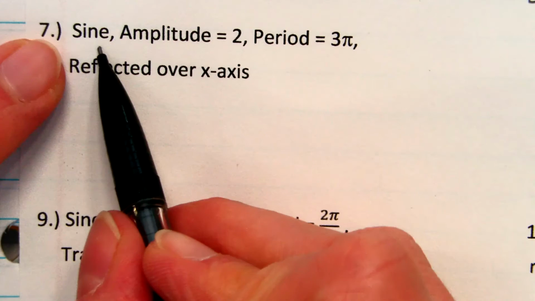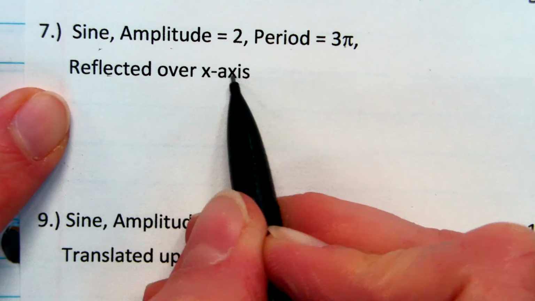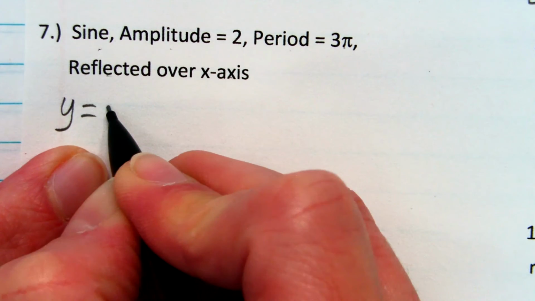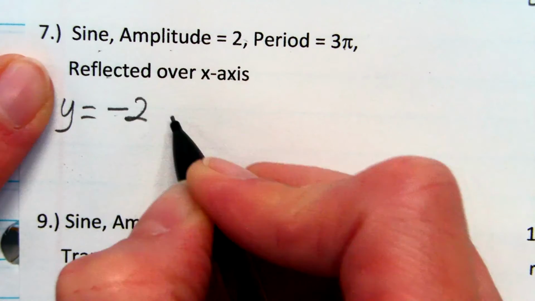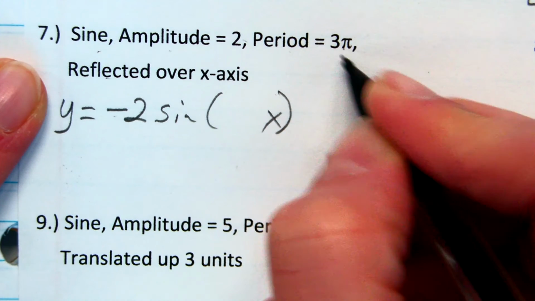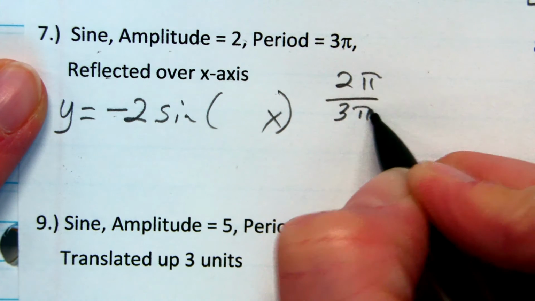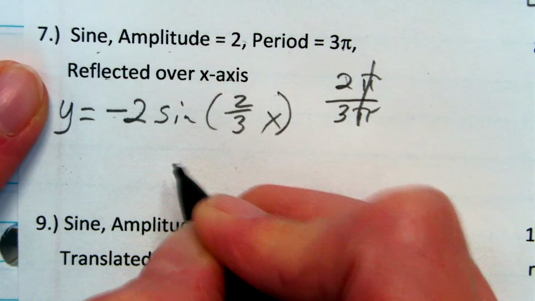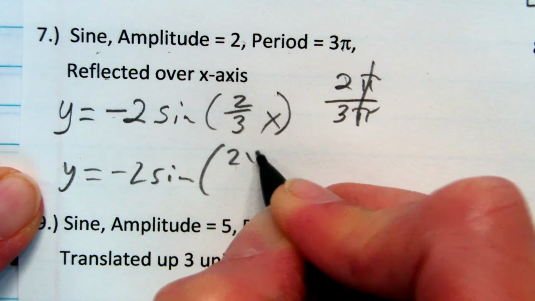Okay, it's sine. The amplitude's 2, period's 3 pi, and it's reflected over the x-axis. What's that reflection going to do to the equation? You make negative. Okay, so I'm going to make it -2. So you're going to put the negative in front of that amplitude number. It's sine. And then it's going to be something x. So we will put 2 pi over the period, which is 3 pi. Pi's cancel. We get 2/3. So 2/3 x, or you can also write it as 2x over 3.